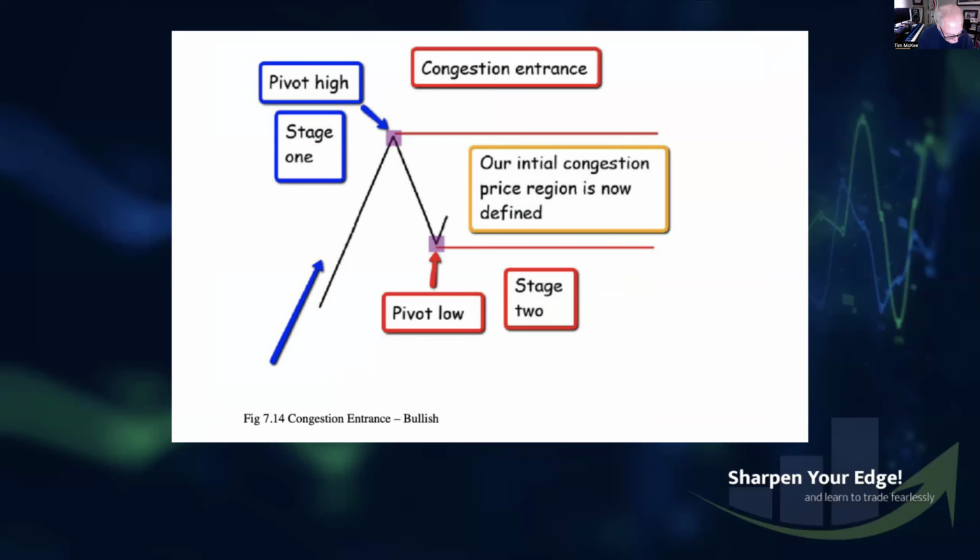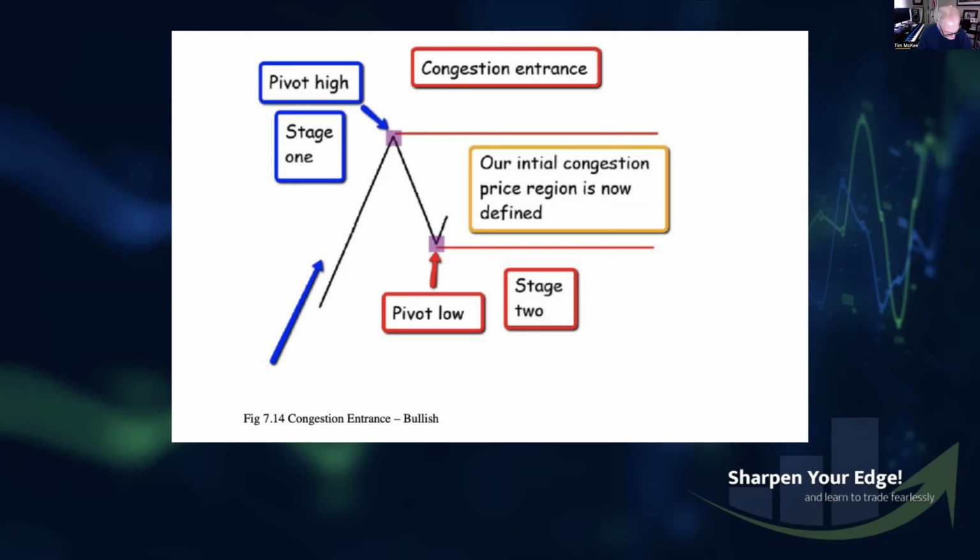Once this candle pattern appears on our chart, we can now draw the first 2 lines to define the ceiling and the floor of our congestion zone. Now, the pivot high is the ceiling and the pivot low is the floor. Now, these simple candle patterns not only define the start of any congestion phase, they also define the upper and lower levels as the market moves into a period of sideways price action. And this is referred to as congestion entrance, as we could see on the screen.